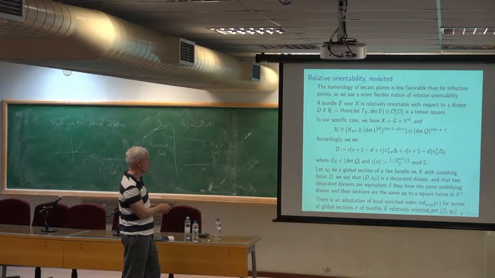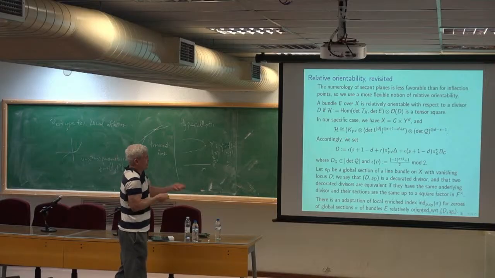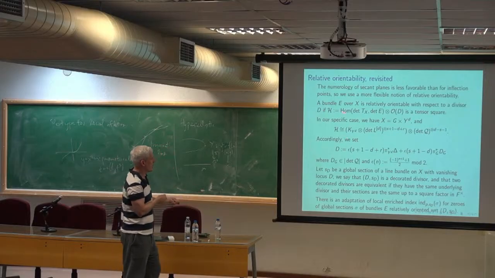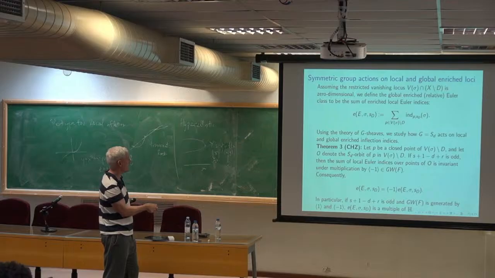So I think the thing I'll end with is that the main way in which life is more complicated when you try to compute A1 secant plane formulas, as opposed to A1 inflection formulas, is that it's much harder to ensure that this relative orientability condition is satisfied.